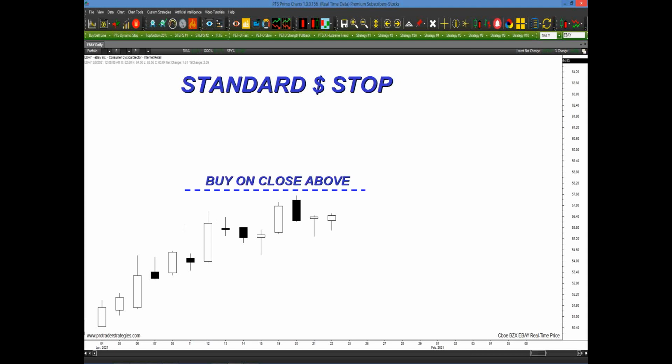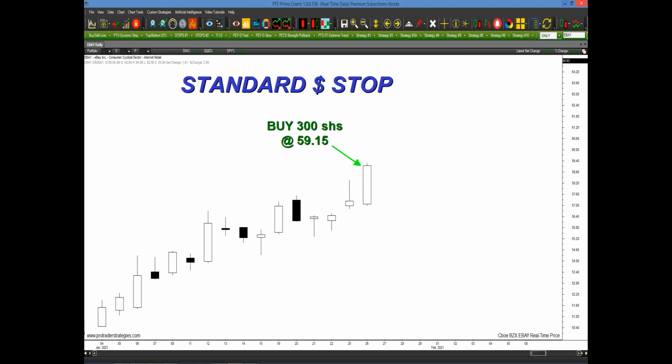So you've done all this research, you've done all the homework, and the next day it gets there, but it doesn't close above. So you don't jump in yet. You're very disciplined. Then look what happened the next day. So at this point, you're excited. You decide to jump in and you buy 300 shares at 59.15, right where the close is. You've done your homework. Like I said, you're very disciplined. You waited for the close above. You looked at all the strategic economic news as well as the technical analysis news, and you feel very confident.